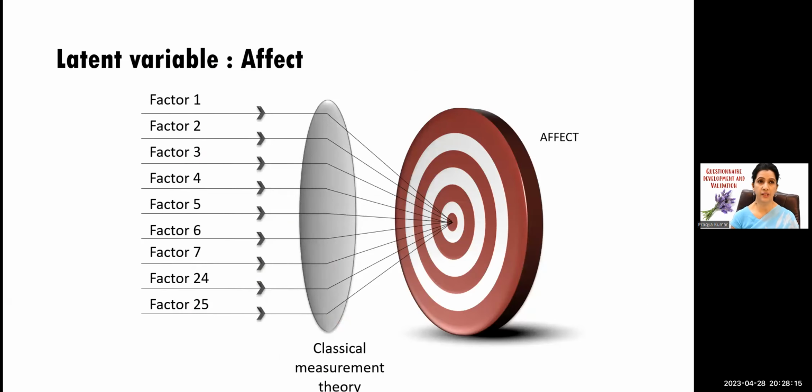So again, if you see this, I'm sorry, the direction of the arrow in this picture is wrong. Ideally, it should have been the other way, because here the affect is what? We call affect as mood. So if the latent variable is the affect, and there are 25 items I have selected to measure this affect, then classical measurement theory says that there should be 25 factors of this affect.